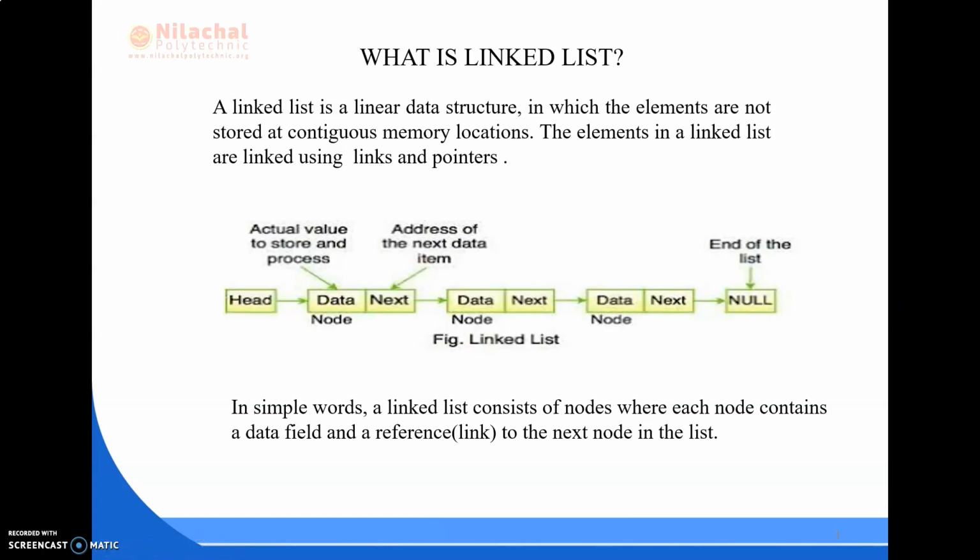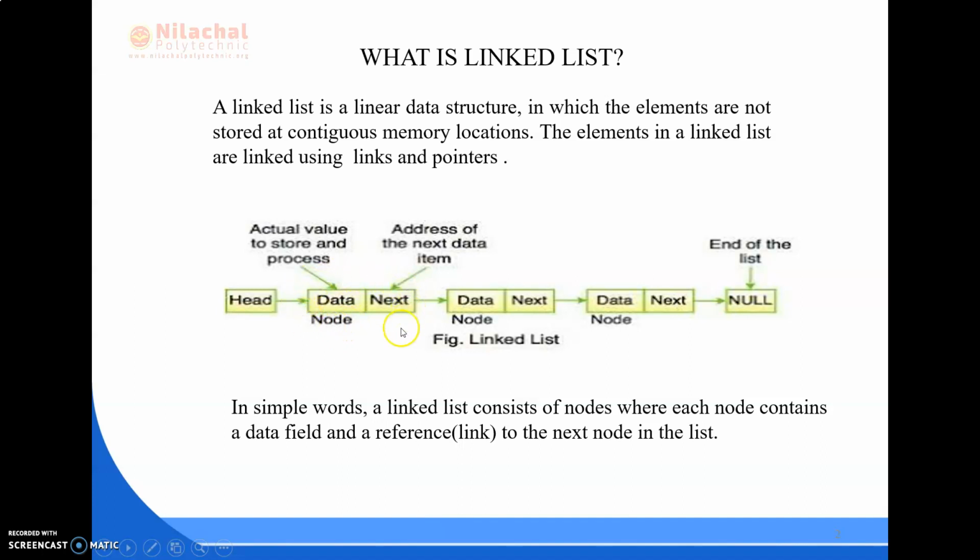A linked list is a linear data structure in which the elements are not stored at contiguous memory locations. The elements in a linked list are linked using a pointer or link. So here in the diagram we can see a linked list always starts with a head, also known as header, which is the address to the first data element present in the list.